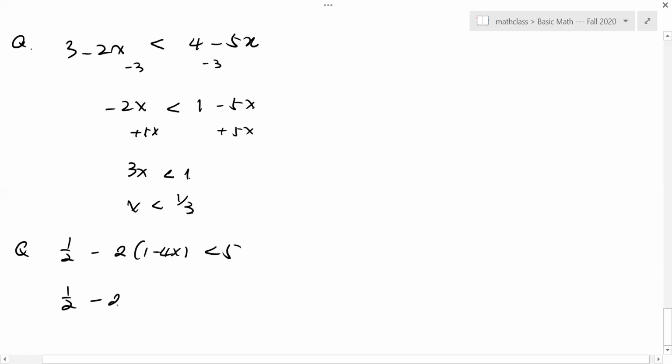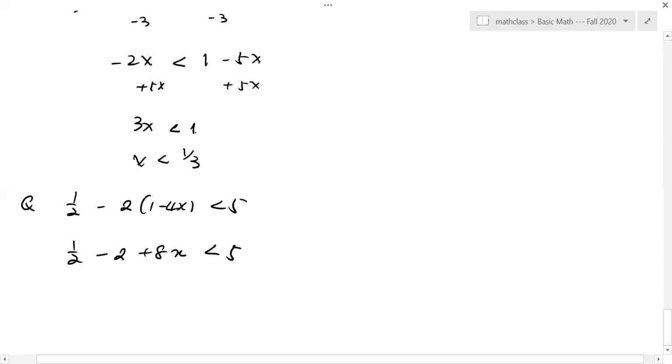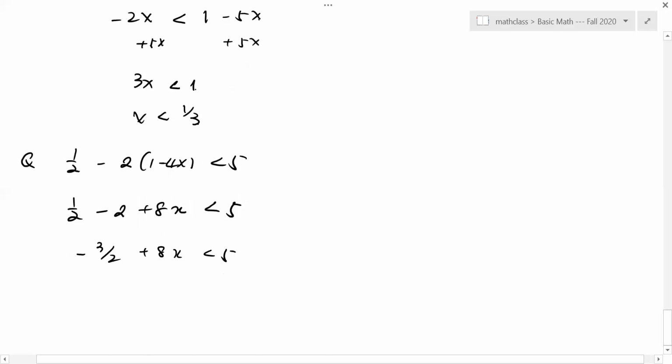Negative 2 times 1 is negative 2. Negative 2 times negative 4 is positive 8, less than 5. Okay? Right? So 1/2 minus 2 is negative 3/2. Now, if you don't like the fractions, 1/2 minus 2 is negative 3/2.